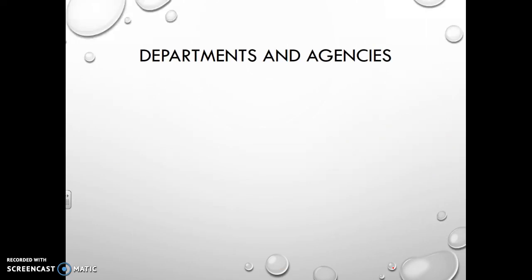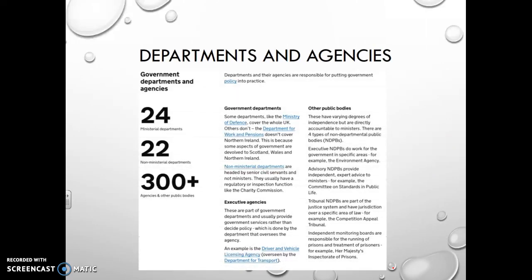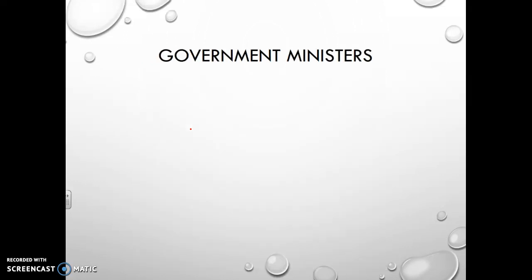Now, how is the executive organized? Well, these figures are a little bit out of date. There are not 24 ministerial departments. We've got another one because Brexit. So this is now a slightly out of date document. They haven't quite updated this very particular thing. You can see it all online. If you just go to gov.uk, you will get all of this information.